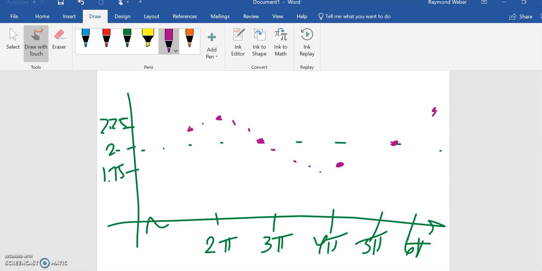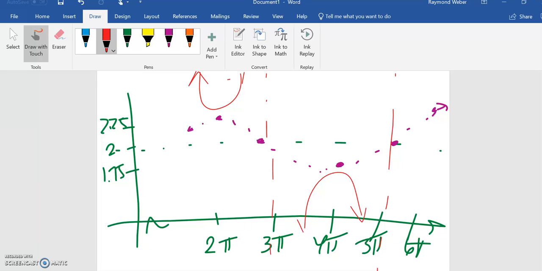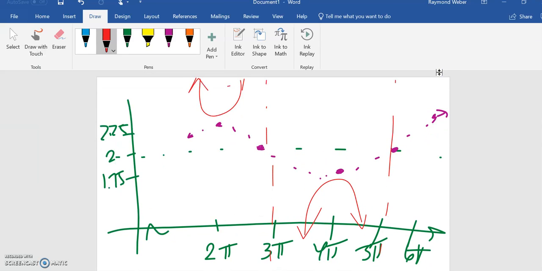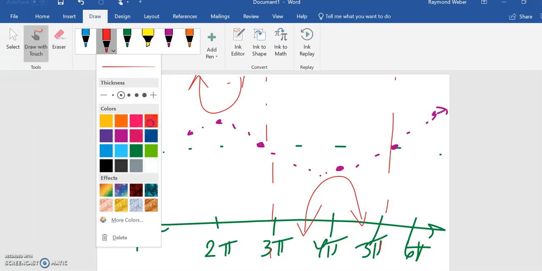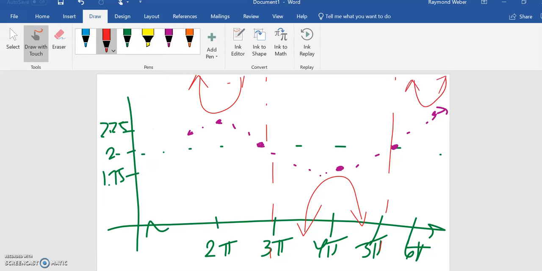So this, and I'm doing this as dotted now. This is my guide graph, okay? And then in red here, so let's see here. So this is here, I'm kind of off on my thing. There's my asymptotes. And then here are my parabolas. And so there we go.